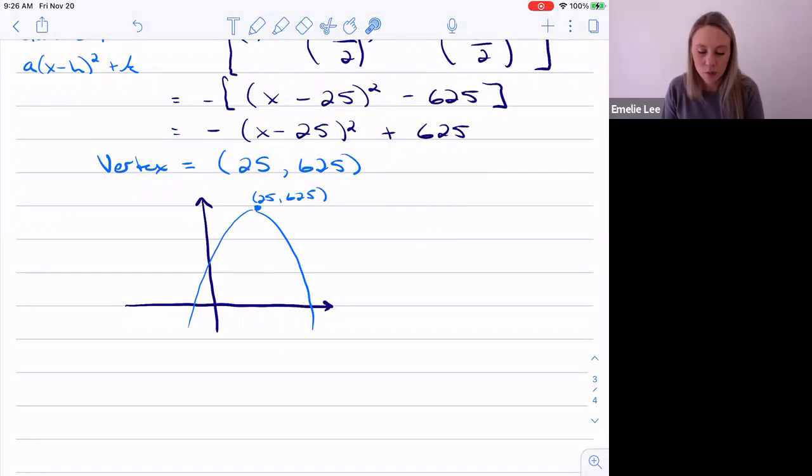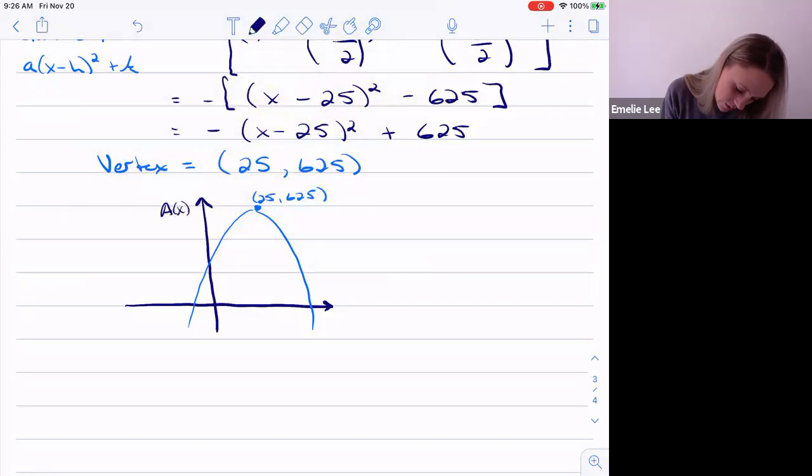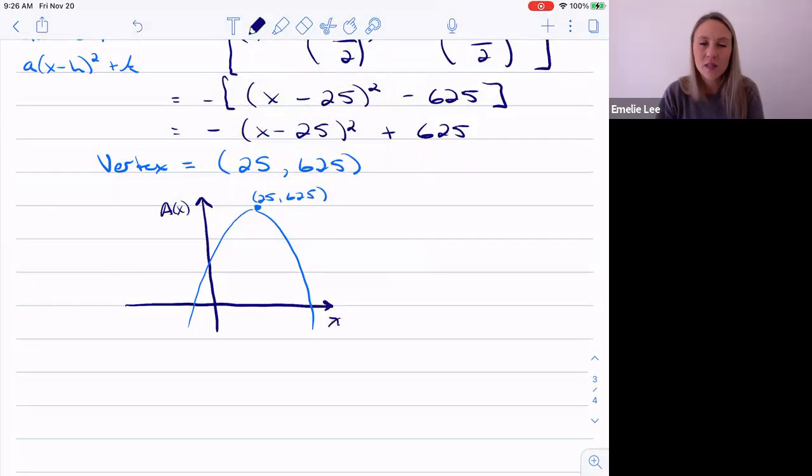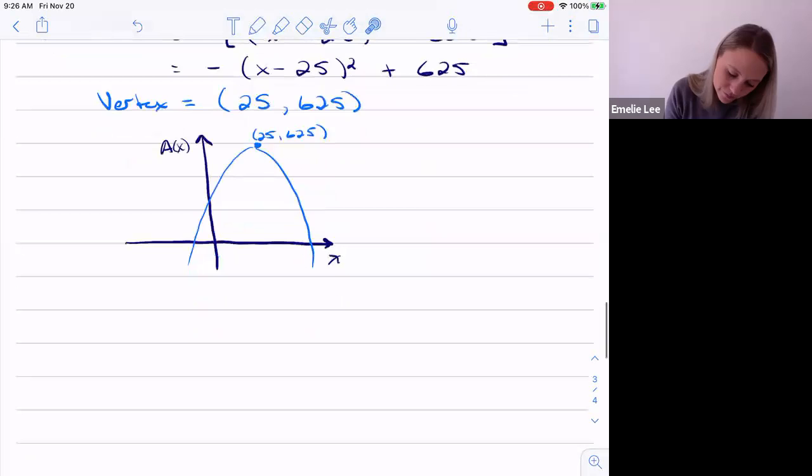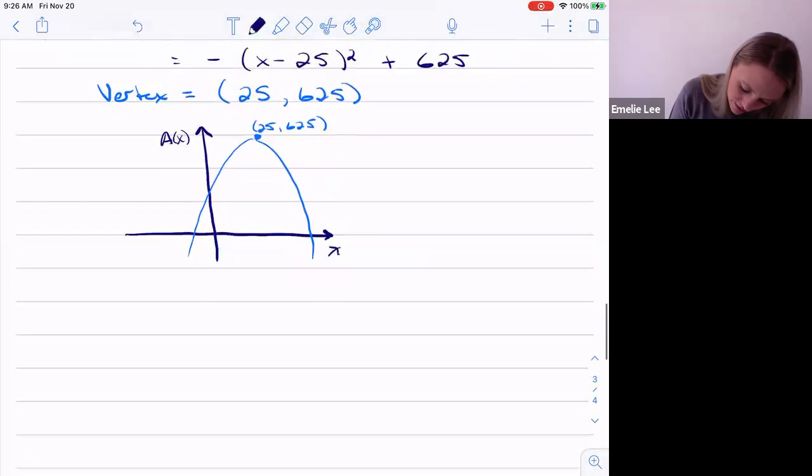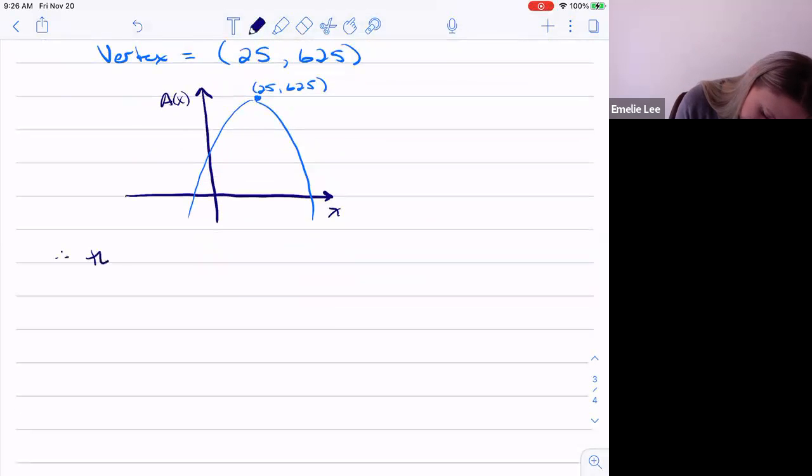We're not going to do that for this problem because all we're asked to find is the maximum dimensions. So remember, on the y-axis we have A of x, which is the area, and on the x-axis we just have x. So the maximum here is when x is 25, and the area when x is 25 is 625.